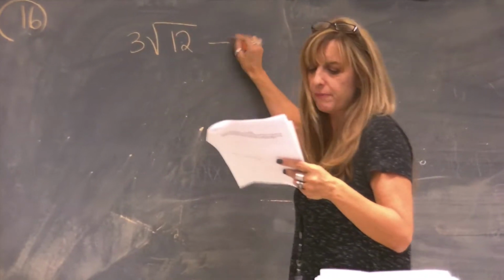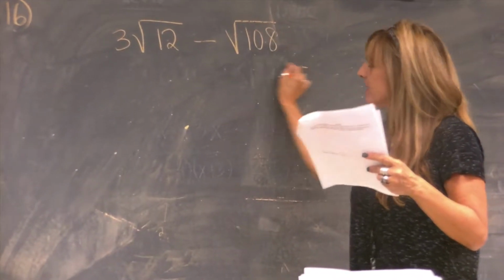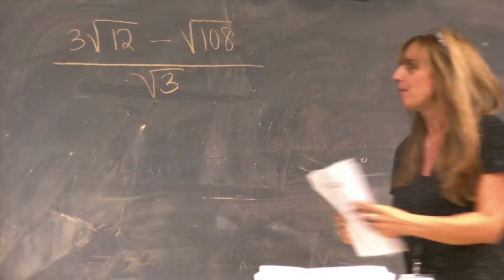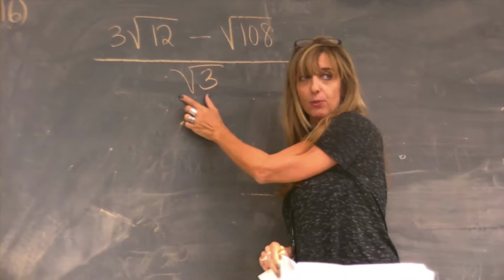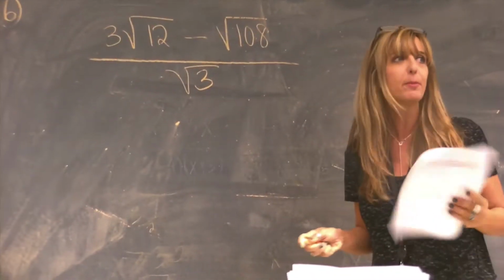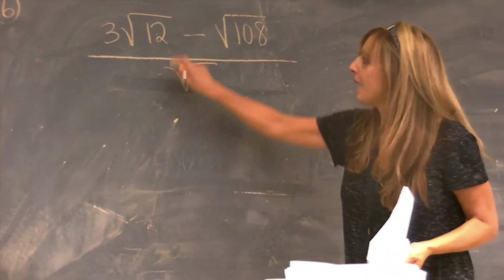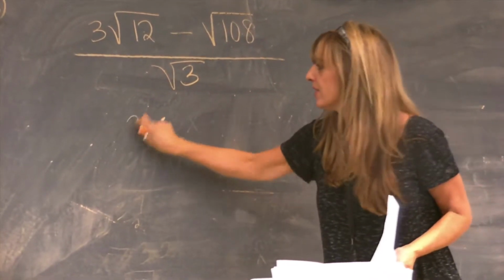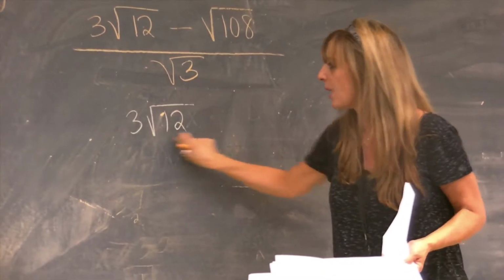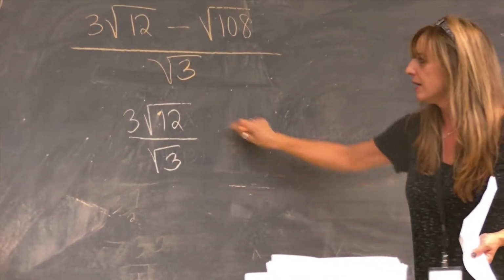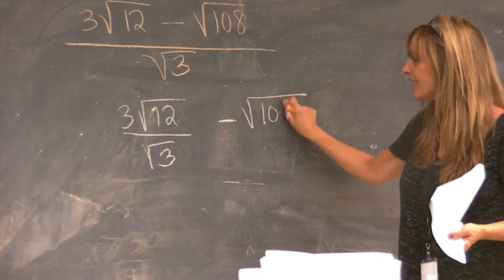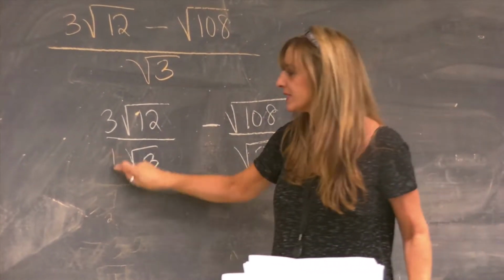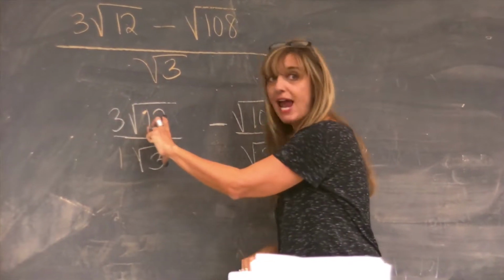3 rad 12 minus the square root of 108, all divided by rad 3. I know that when I have a binomial divided by a monomial, I could do something called break it apart. That's what I call it. I'm going to break each term apart and divide by rad 3. So it's going to be 3 square root of 12 divided by square root of 3 minus the square root of 108 divided by the square root of 3. Remember, you're going to be dividing coefficients and radicands.